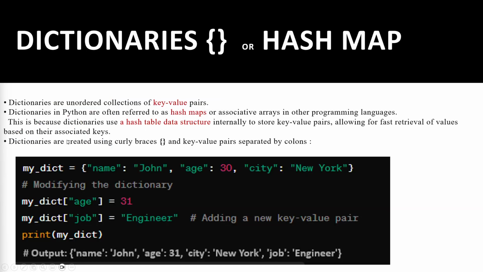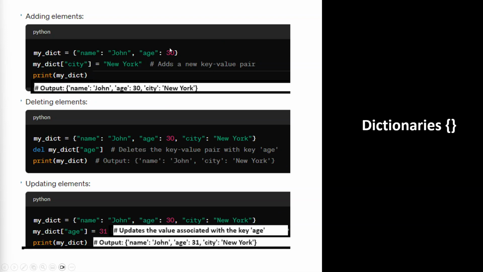So dictionaries are also called hash maps. You use curly brackets for that. To add an element in a dictionary, this is actually the key. Name and age are keys, and these are the values. If you want to add another element to this dictionary, we need to create a new key, let's say city, and assign the value newer. So when I print it, it will print like this.